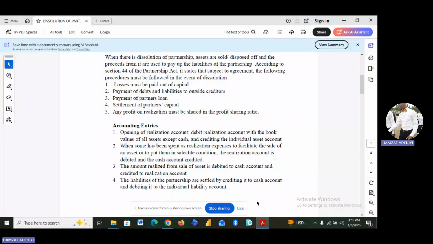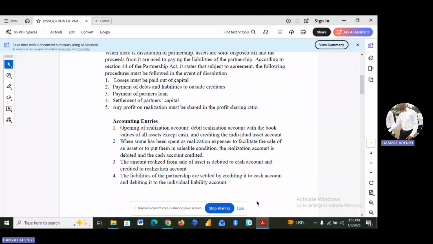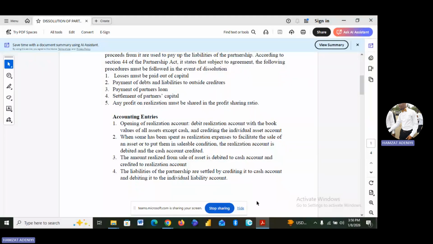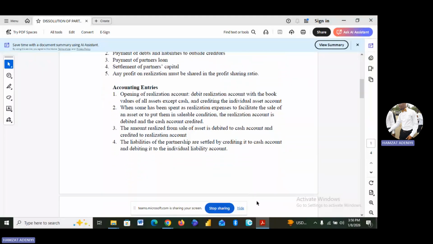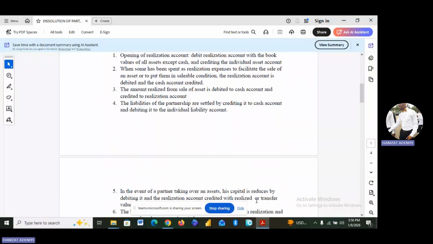Also, the amount realized from the sale of an asset is debited to the cash account and credited to the realization account. I explained this earlier when I said the cash proceeds from the sale of an asset are credited into the realization account. So the corresponding entry, which is the debit entry, is recorded on the cash account. Sometimes we call it the cash book. The fourth entry is that the liability of the partnership is settled by crediting the cash account and debiting the individual liability account. All these would be practically solved, and a new video will be made to cover this.